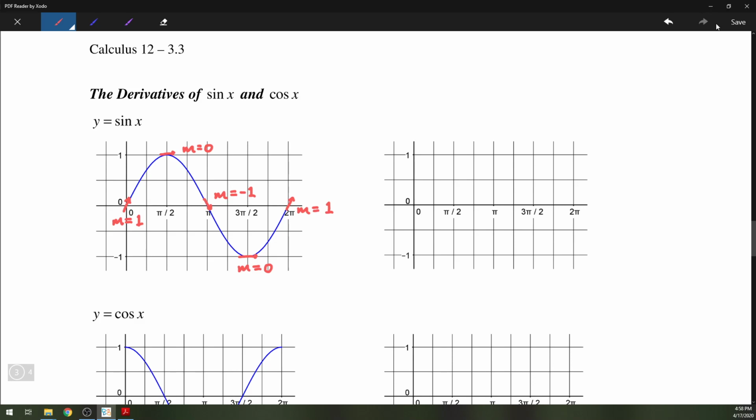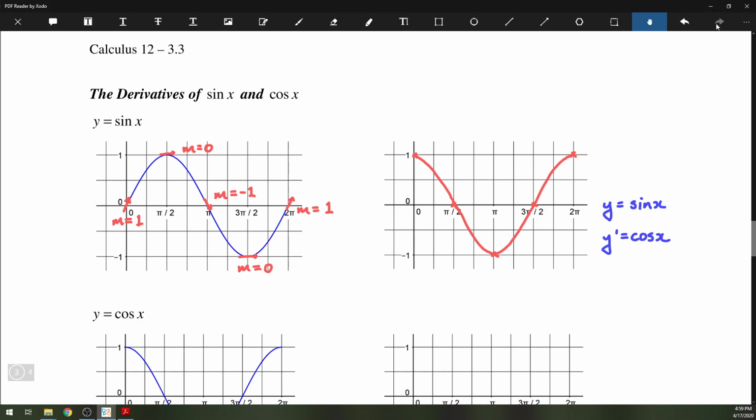So if we were to plot these tangent slopes that we found, we will have 1, 0, negative 1, 0, and 1 respectively. And in fact, if you found the tangent slope of all the points in between, it does form a cosine curve. So we're going to go ahead and draw that in here. Okay, so once again, if y is equal to sine x, then the derivative y prime is equal to cosine x.